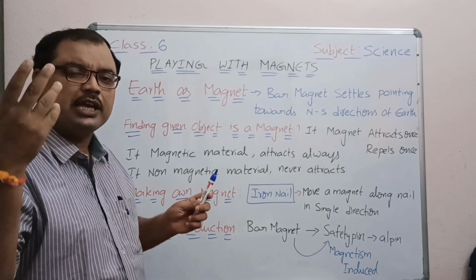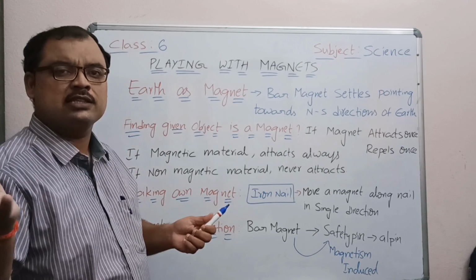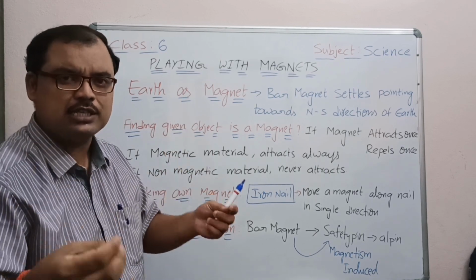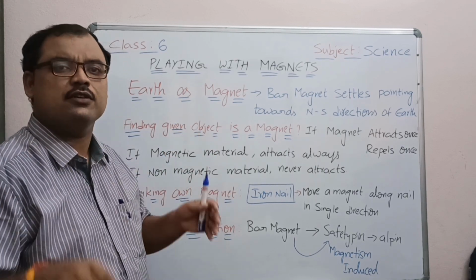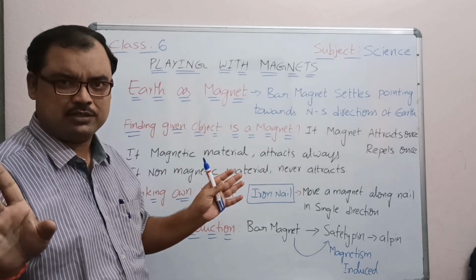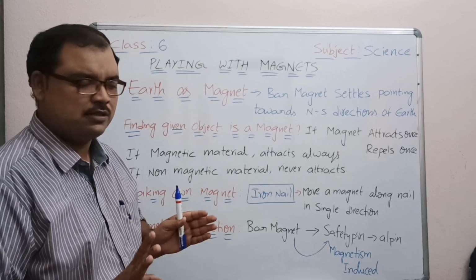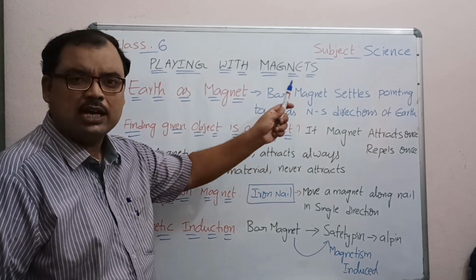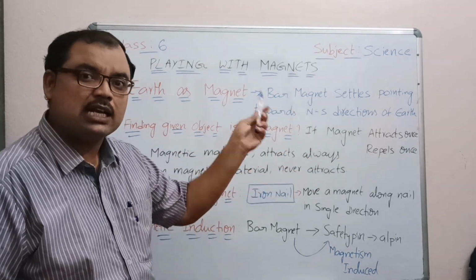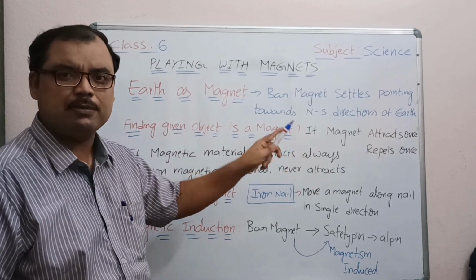Okay? Now, in case in both ways it is not showing any result, neither attracted nor repelled, no action, then it is a non-magnetic substance. Okay? So, if it is attracted once and repelled once, then it is a magnet.